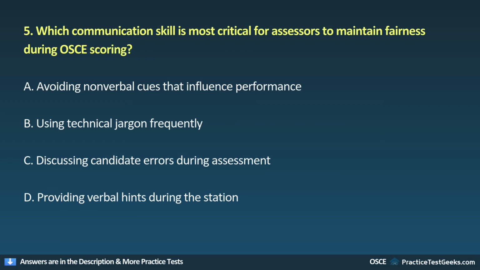5. Which communication skill is most critical for assessors to maintain fairness during OSCE scoring? A. Avoiding nonverbal cues that influence performance. B. Using technical jargon frequently. C. Discussing candidate errors during assessment. D. Providing verbal hints during the station.